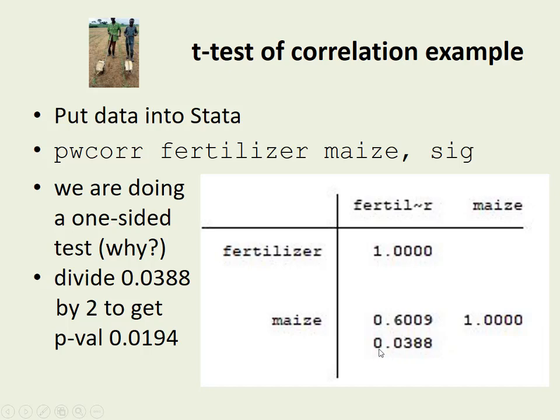This is the sig value. We're going to divide this by 2. So can you think, why am I going to divide that by 2? Pause and think about that.